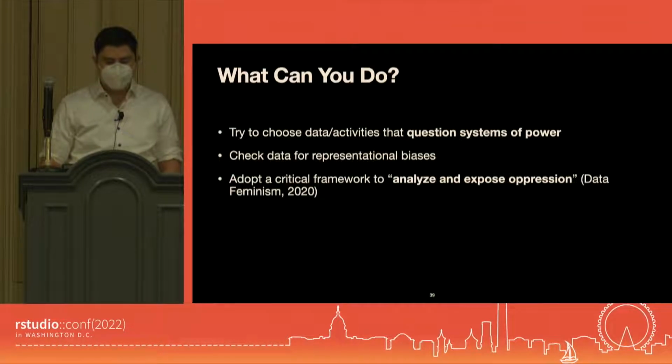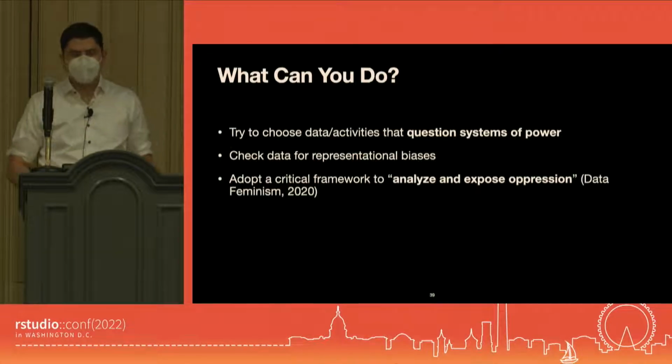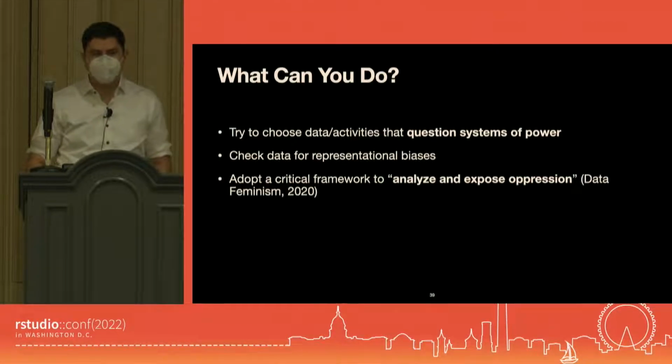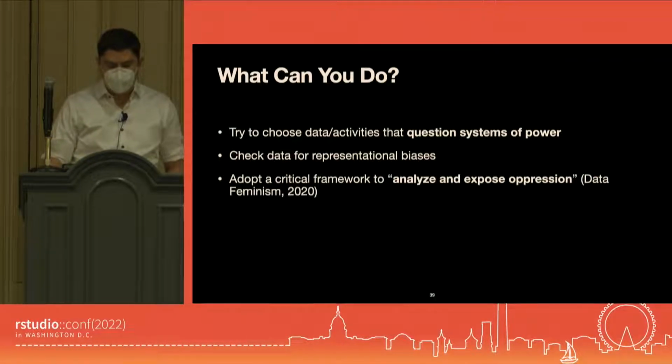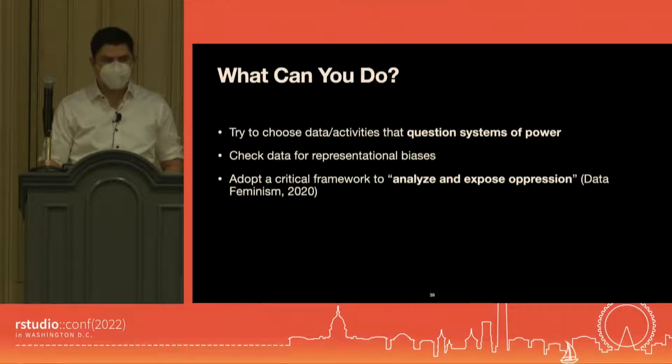The first is try to choose data and activities that question systems of power. The second is do what you can to make bias issues in your data known and check for them. And the third, which I think is arguably the most important, is to adopt a critical framework to analyze and expose oppression.